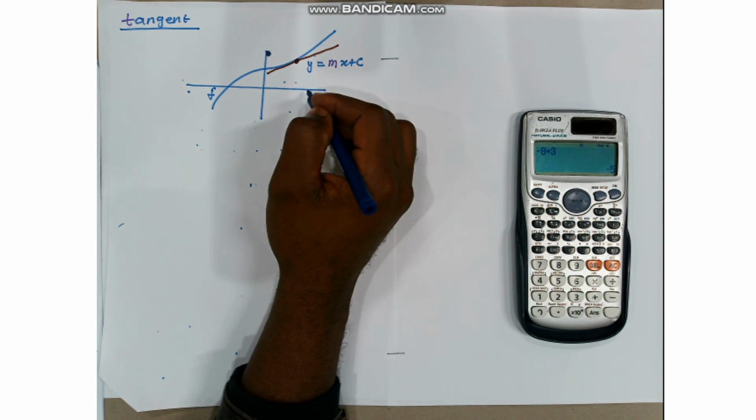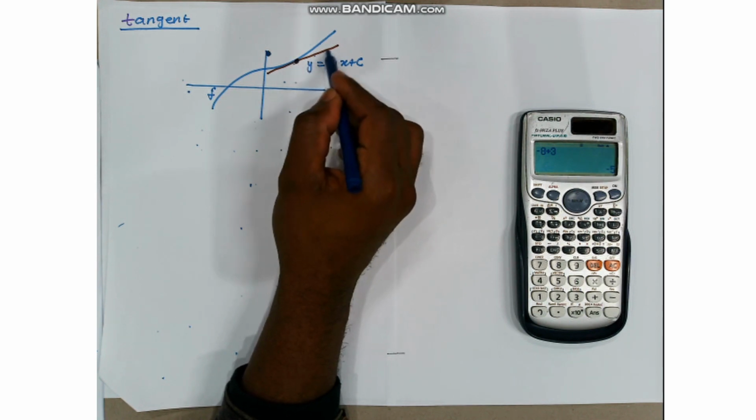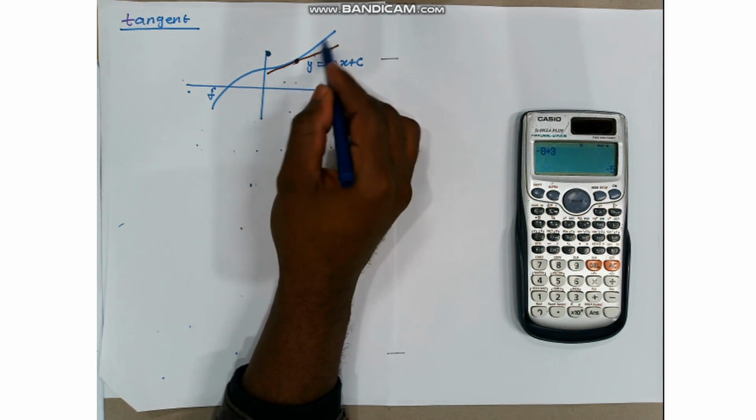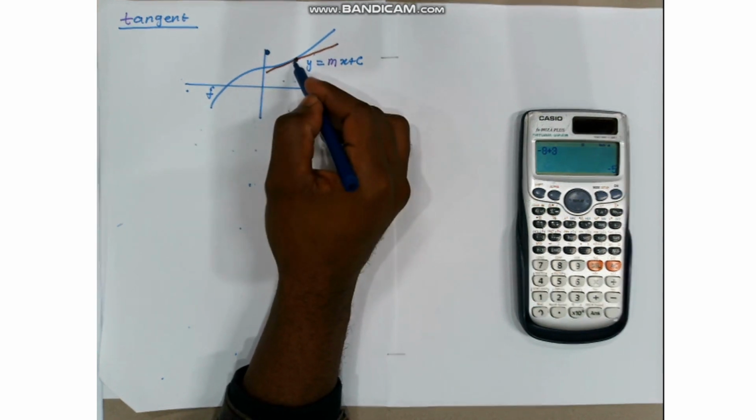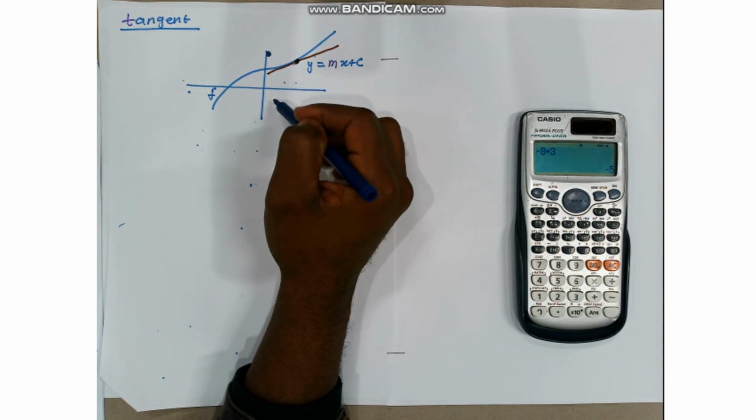How are we going to use the derivative? The derivative can be used to calculate the gradient of a tangent to a graph. The gradient of this line to this graph at this particular point. That's how we're gonna use derivative.